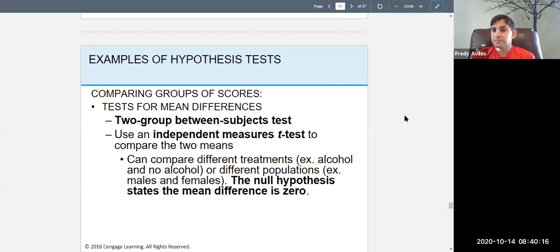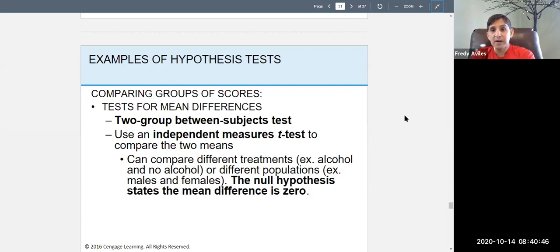Sometimes your two groups have the same participants, okay? And that would be a different kind of t-test. But I'll tell you guys about those when we talk about experiments, after the second exam. But most of the time when you test differences between groups, the groups are made of different people. So most of the time you use this independent measures t-test. But there are others that you might need to use if the groups are made of the same participants, okay?